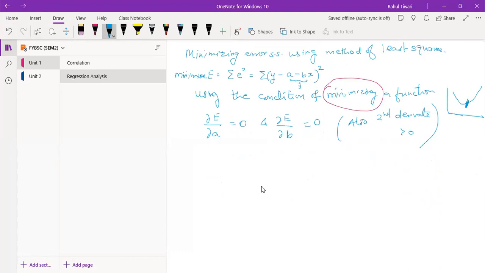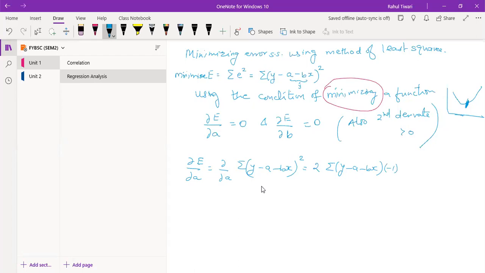So let's find out the first derivative of summation of (y minus a minus bx) whole square. Can anyone tell me what will be the derivative of x square? It is 2 into x. Similarly here it will be 2 times summation (y minus a minus bx) into the derivative of this function. This is called a composite function, a function containing functions, into the derivative of minus a, which is minus 1.